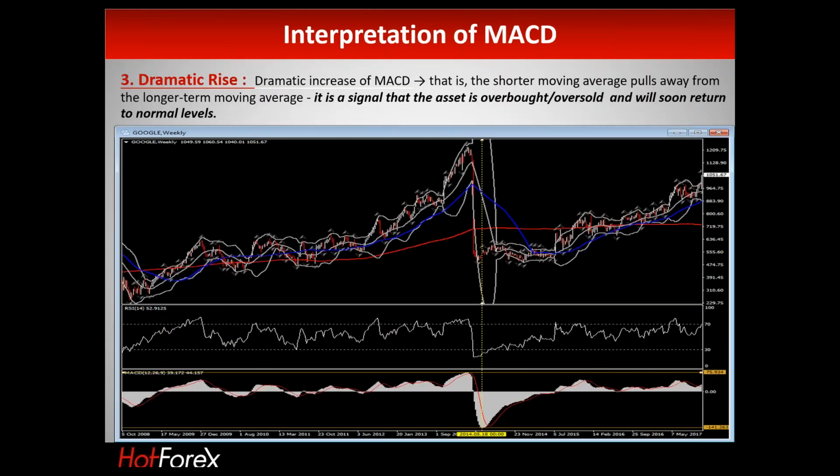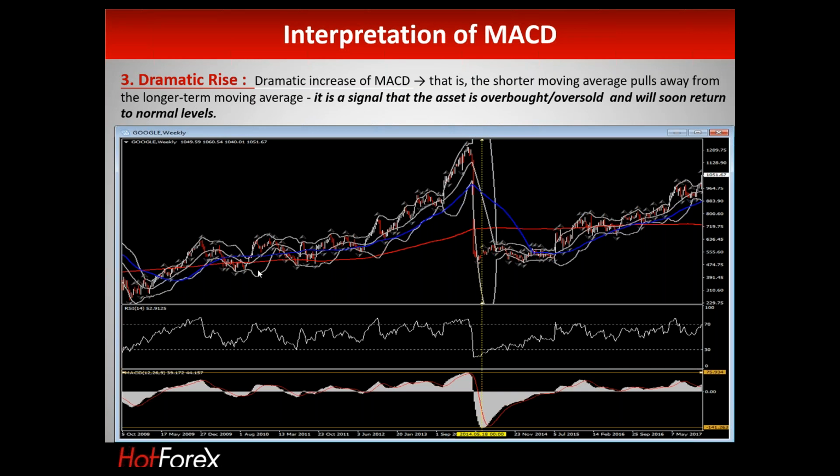So a third interpretation of MACD is when we had a dramatic rise. This is a very, very rare scenario. I'm just letting you know, it might help you in the future. So what we mean by a dramatic rise of MACD is when MACD increases or rises very, very dramatically. To be aware, the Google example was the only one that I managed to find for such an extreme scenario.